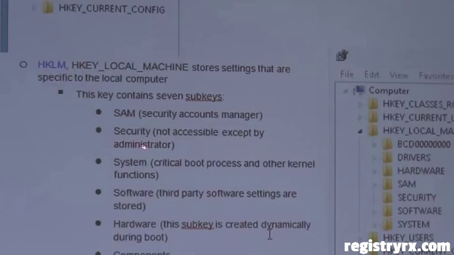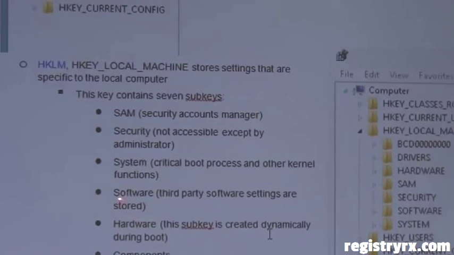There's also a key called security. This is not accessible by you unless you're an administrator. The next one is called system, and this is what you boot. This is part of your boot process. So notice over here, we see under H key local machine, I see the SAM, I see security, and I see system.